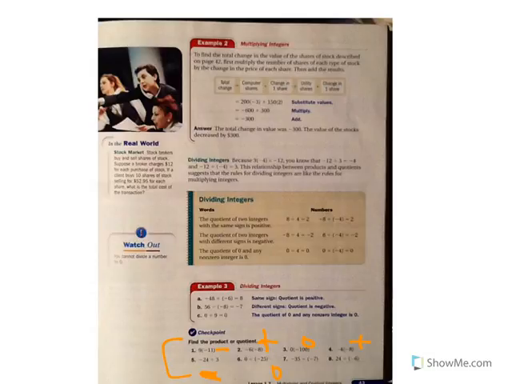0 divided by negative 25 is just 0, so you can't fit negative 25 into 0. Negative 35 divided by negative 7, that's negative divided by negative, so you're going to end up with 5. 24 divided by negative 6 is a negative again. It's going to be negative 4.